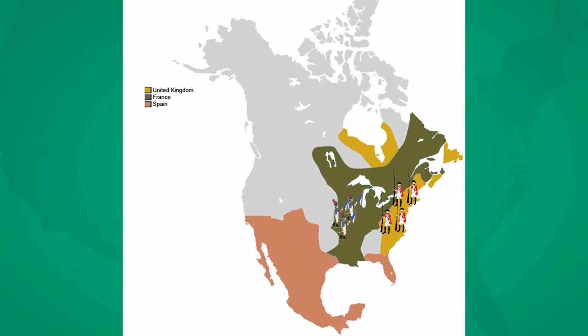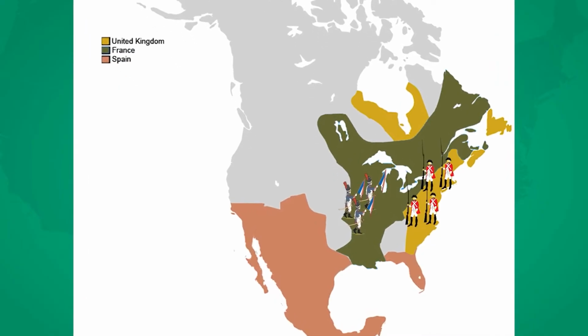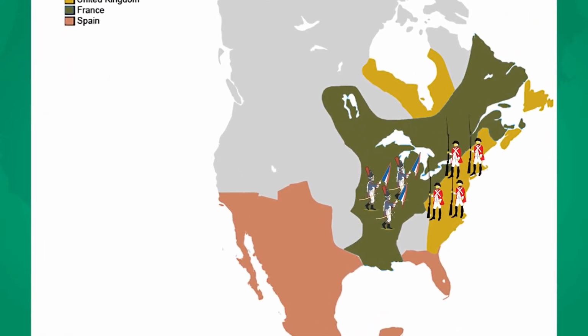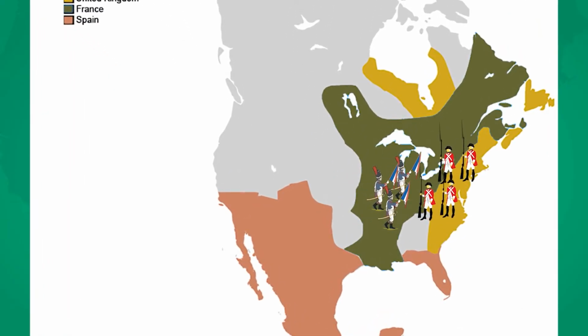Another problem is that there's only so much land out there, right? What happens when all of the places are claimed? How do you expand then?